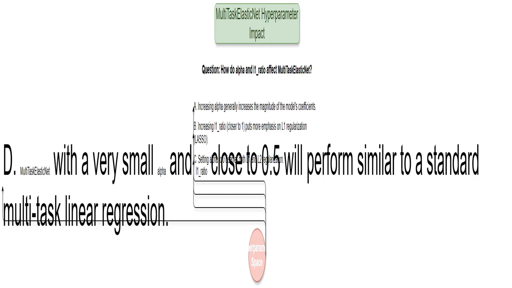You got it. A very small ALPHA means that regularization is weak or essentially turned off. With L1 ratio near 0.5, the balance between L1 and L2 regularization is even. Therefore, the model will behave quite similar to a standard multitask linear regression model with minimal constraint on the coefficients. It's like removing the training wheels from a bike. The model is free to learn as it wants.